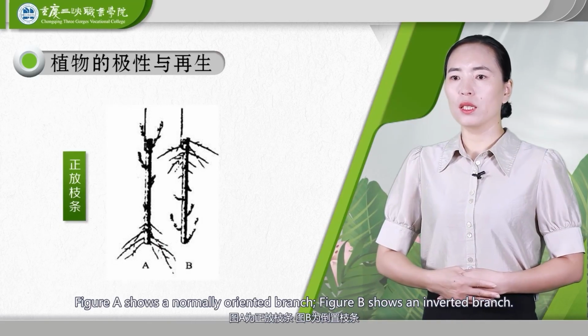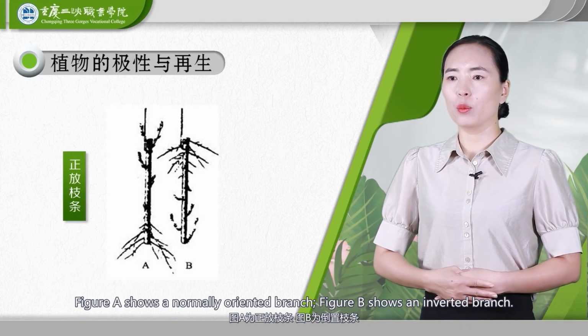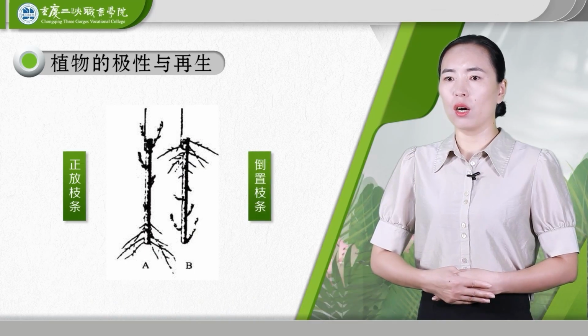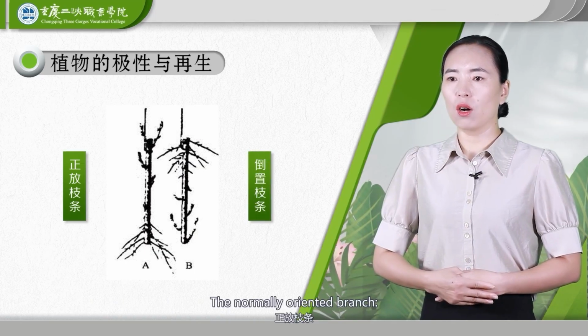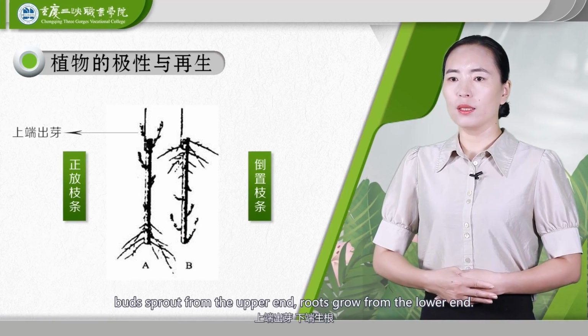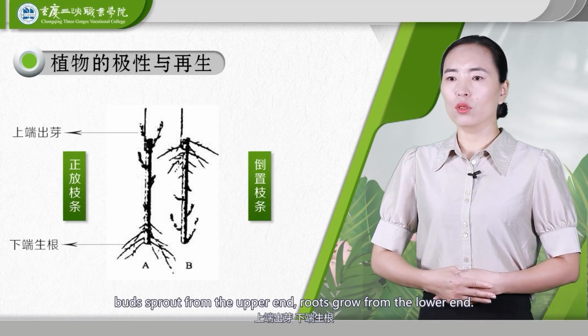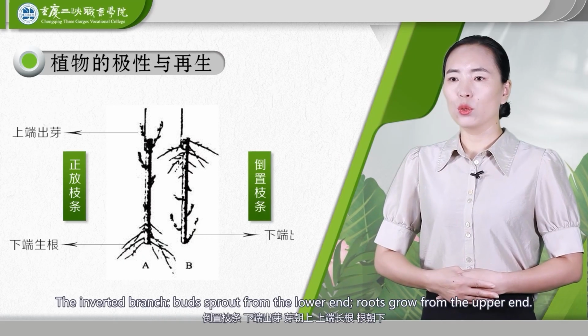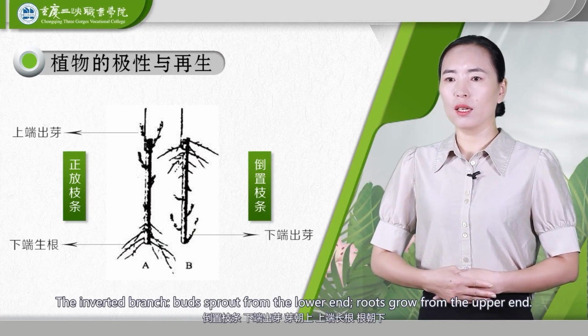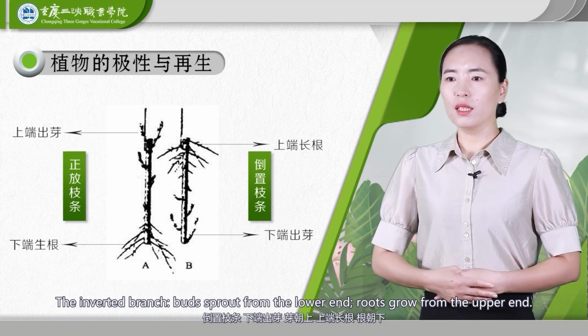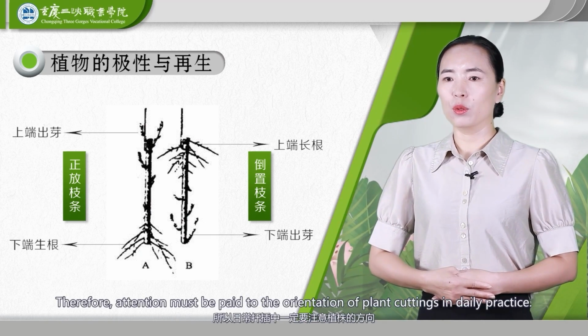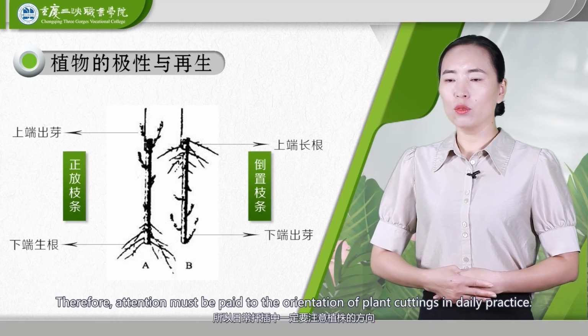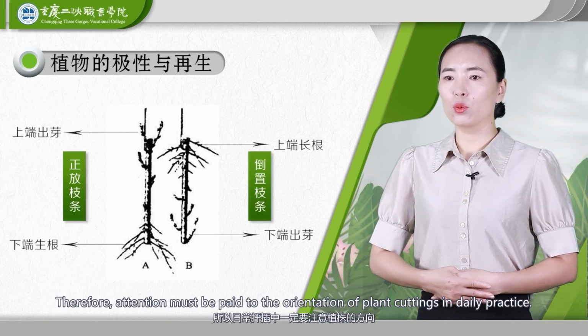Figure A shows a normally oriented branch. Figure B shows an inverted branch. The normally oriented branch, buds sprout from the upper end, roots grow from the lower end. The inverted branch, buds sprout from the lower end, roots grow from the upper end. Therefore, attention must be paid to the orientation of plant cuttings in daily practice.